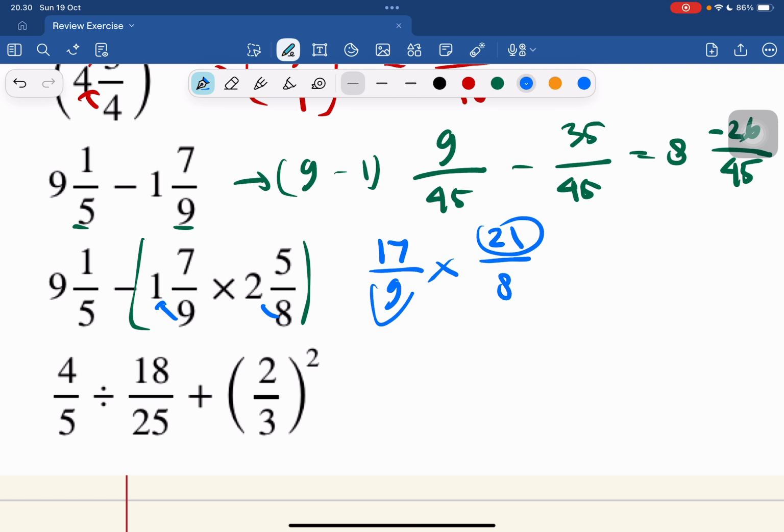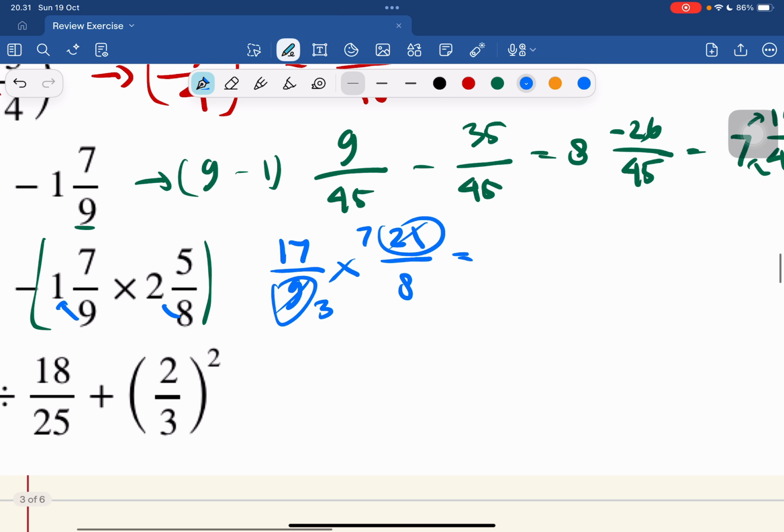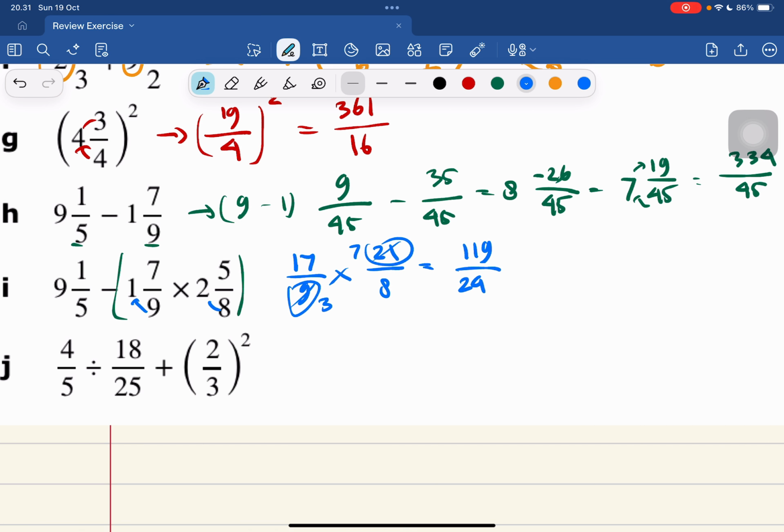So this we can divide by 3. So it's going to be 3, and this is 7. So next is 17 minus 8 times by 7. It's going to be 119, and then 3 times 8 is going to be 24. So this multiplication, let's combine it with the minus. So this is going to be over 5. 5 times 9 is 45, so this is 46, minus 119 over 24.